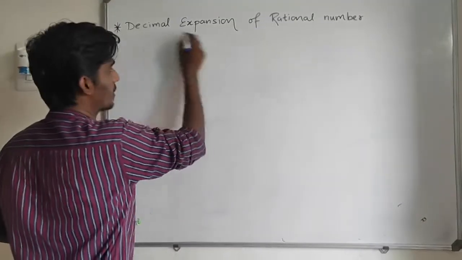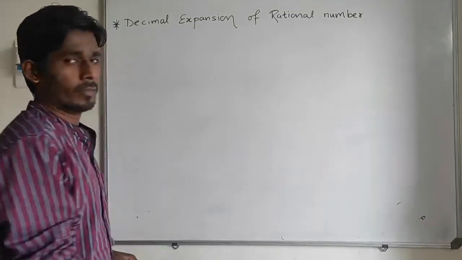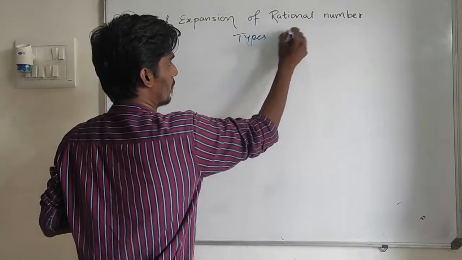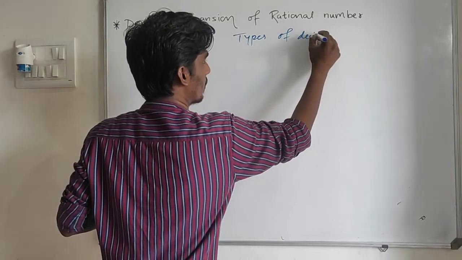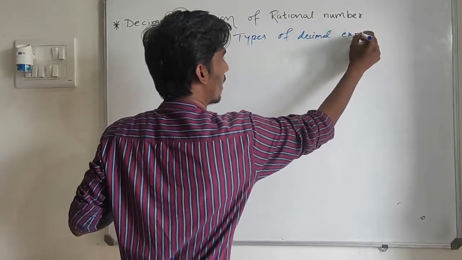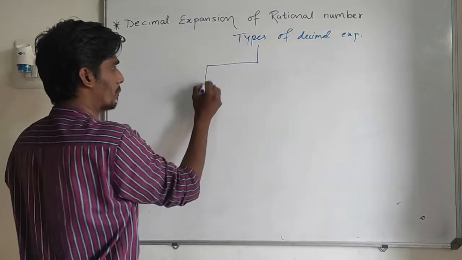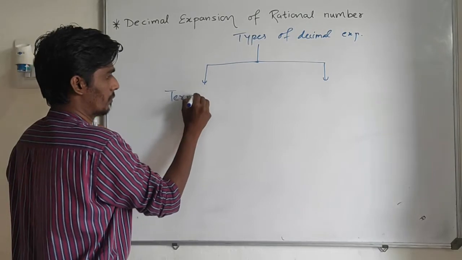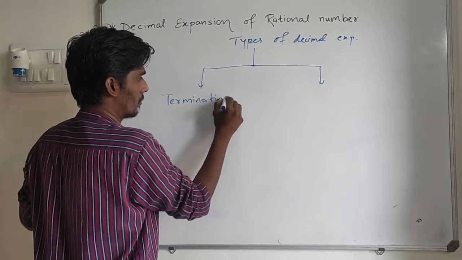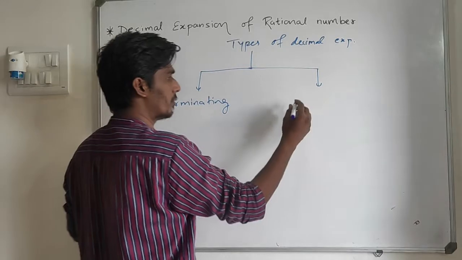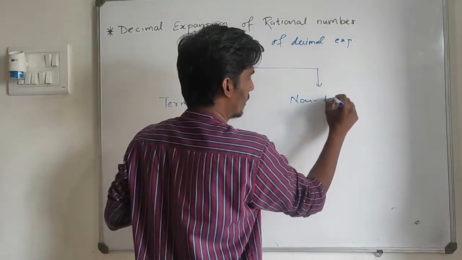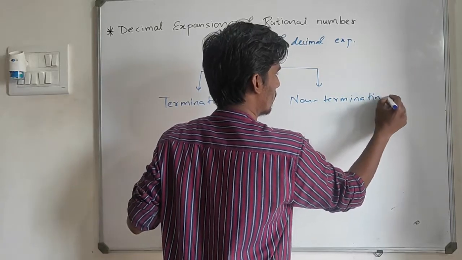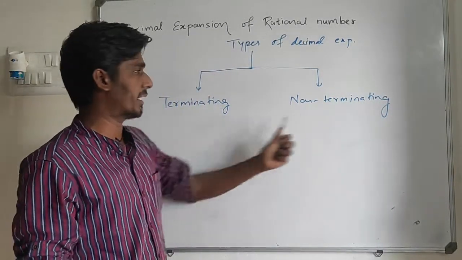Let's start with the decimal expansion of rational numbers. First of all, let us understand the types of decimal expansion. Basically there are two types of decimal expansion. First, terminating decimal. Another is non-terminating. So basically two types are there, terminating and non-terminating.